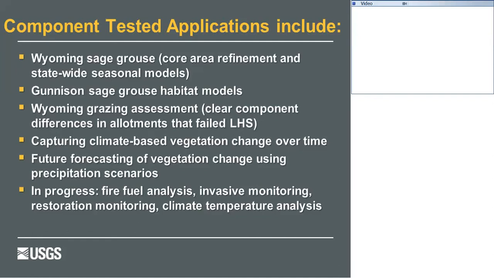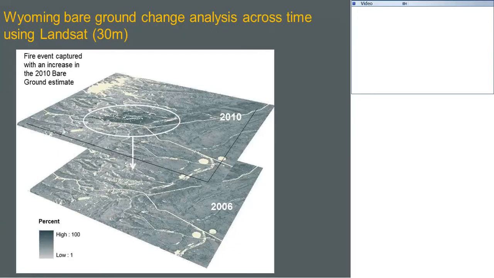Co-authors that I've worked with, another thing to demonstrate it works really well for sage-grouse habitat. We've done it across Wyoming, the entire state, as well as the Gunnison sage-grouse. Done a grazing assessment. We can show using this approach where land health standards are going to pass or fail. I've done a lot of climate work. I'll show you just a little bit of that. Got a whole bunch of fire fuel analysis, basic monitoring, restoration monitoring, a whole lot of work in play here that will show and demonstrate even a little more how well it works.